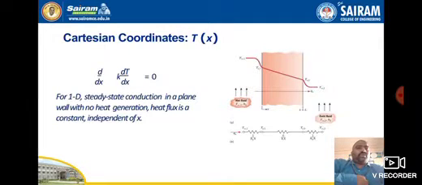Okay, now Cartesian coordinates, here for the one dimensional heat conduction equation. Earlier in the derivation we assumed it was three-dimensional, but now in this case we assume that the y and z coordinates are not there. We are only assuming a uniform or unidirectional flow. Then the equation becomes d by dx of k into dT by dx is equal to 0.